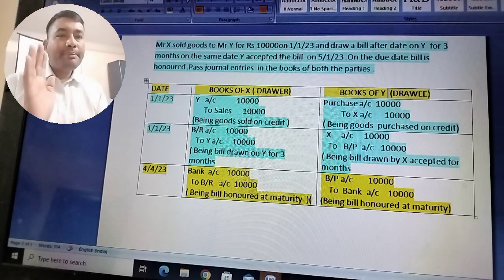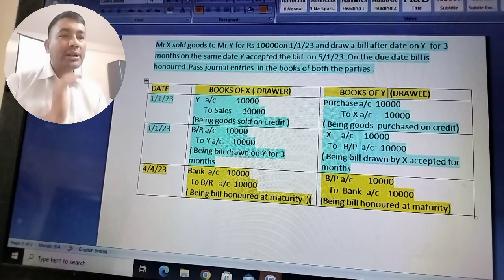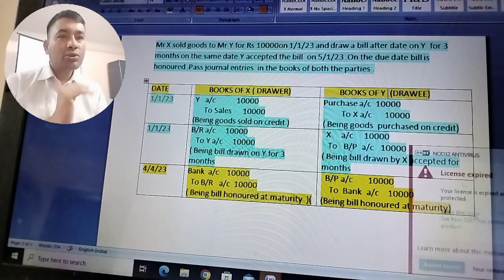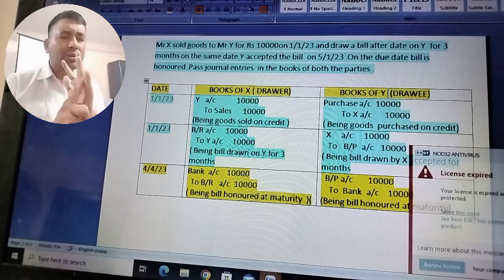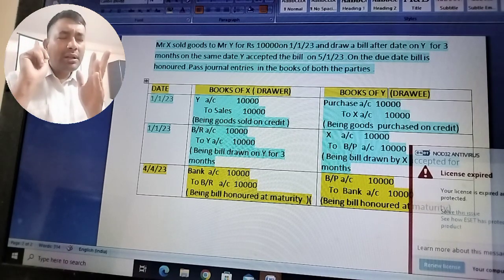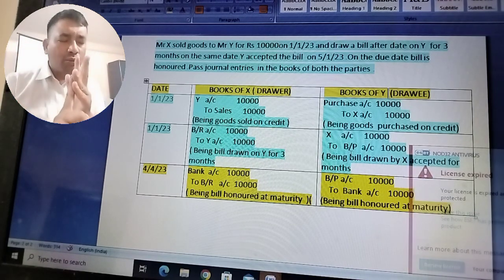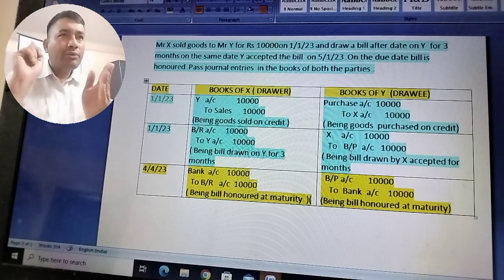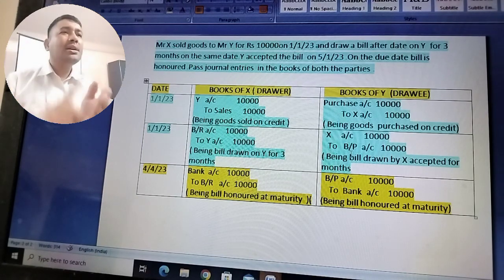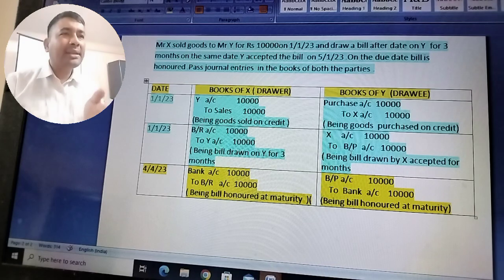See, I have made two columns, one in the books of X, that is the drawer, and the other in the books of Y, the drawee. X will pass 3 entries: one for the goods sold on credit, second for the bill drawn on Y, and third for the amount of the bill received from Y at maturity. And in the books of Y, Y will also pass 3 entries: for credit purchase from X, bill acceptance to X, and the amount of the bill paid to X, okay?